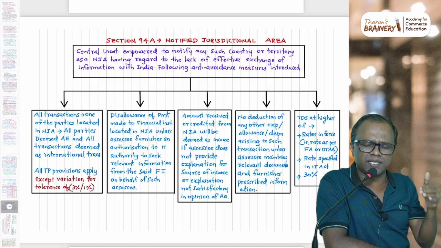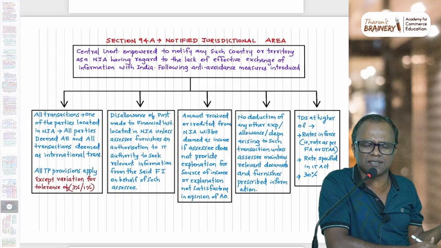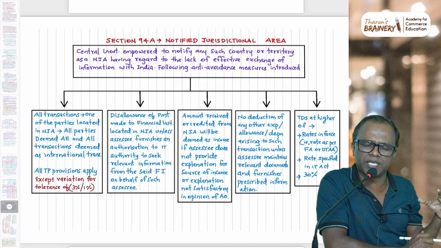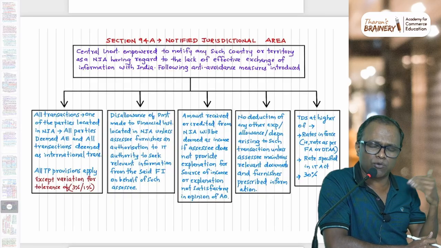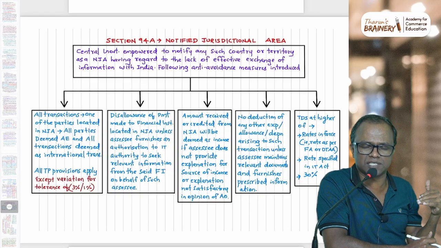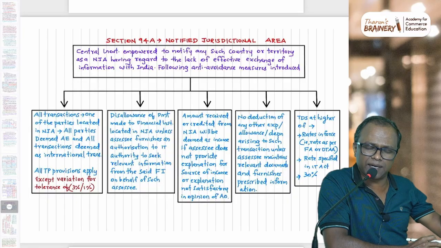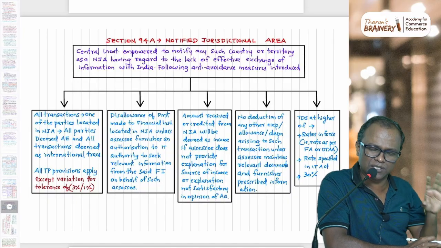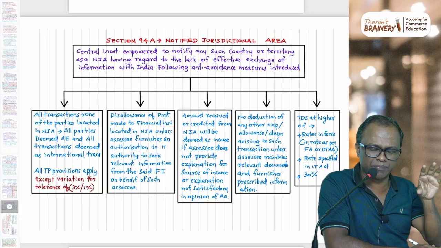So, when a country is listed under 94A, that is a blacklisted country. Usually, blacklisted countries means a lot of people from India are dumping black money into that territory. And in that territory, there is no proper government or no proper tax administration. So, even though India requires any information regarding those persons from that country, we won't get it. Their data will be confidential in that country. So, in those cases, those countries will be treated as notified jurisdictional area and will be notified under this section.